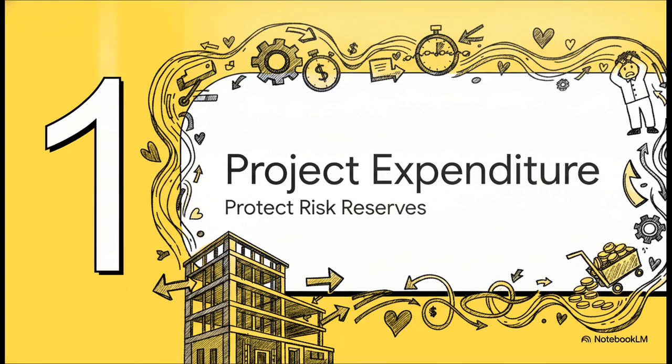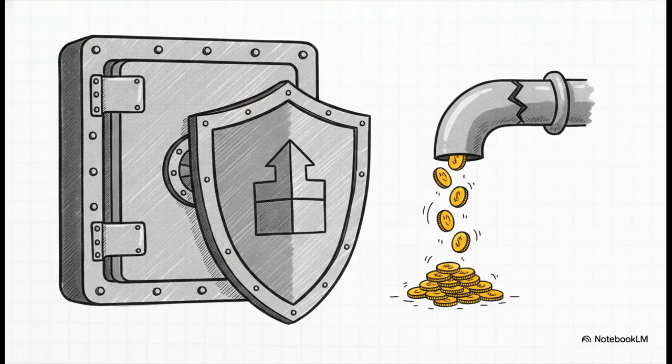Okay, Part 1. Introduction to project expenditure, protecting the risk reserves. Let's start by looking at why keeping a strict eye on expenditure is basically the life support system of any successful build. In complex construction, margins can be incredibly tight, right? And the variables are nearly endless. Literally, one bad week of unmonitored spending can throw the entire schedule into absolute chaos.